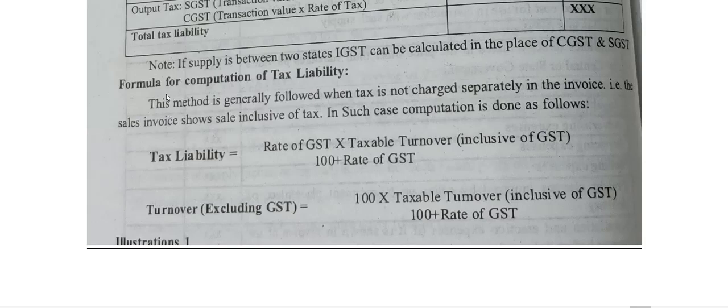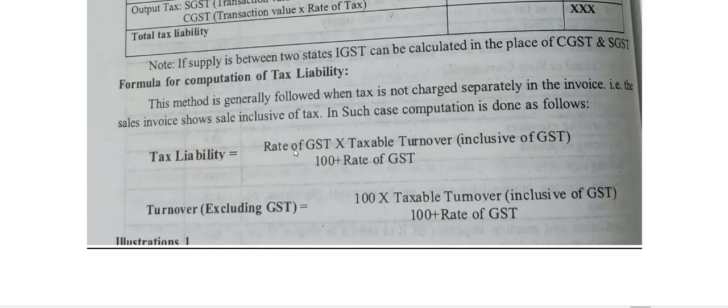explanation. For formula for computation of tax liability, this method is generally followed when tax is not charged separately in the invoice. That is, sales invoice shows sale inclusive of tax. In such case, computation of tax is done in following way. That is, tax liability, what you will do, rate of GST into taxable turnover, that is inclusive of GST.